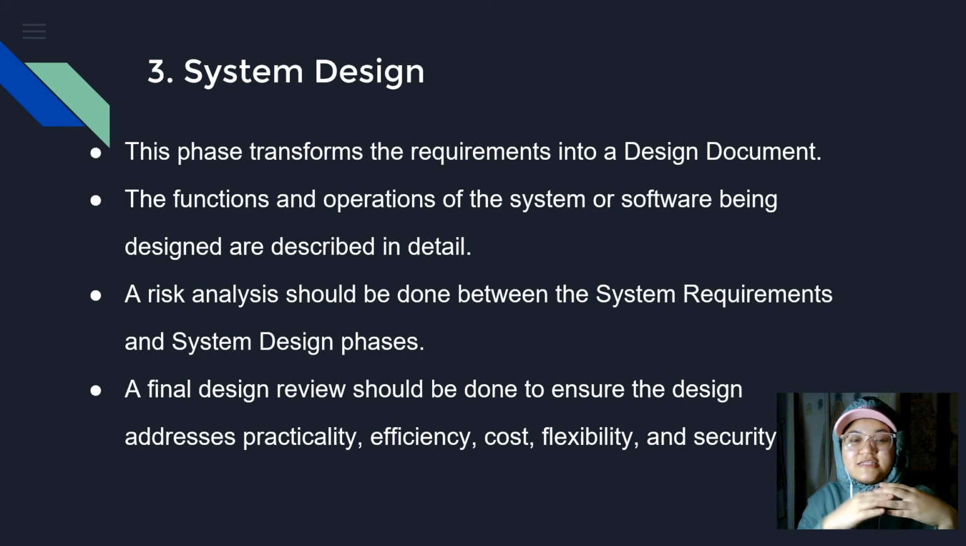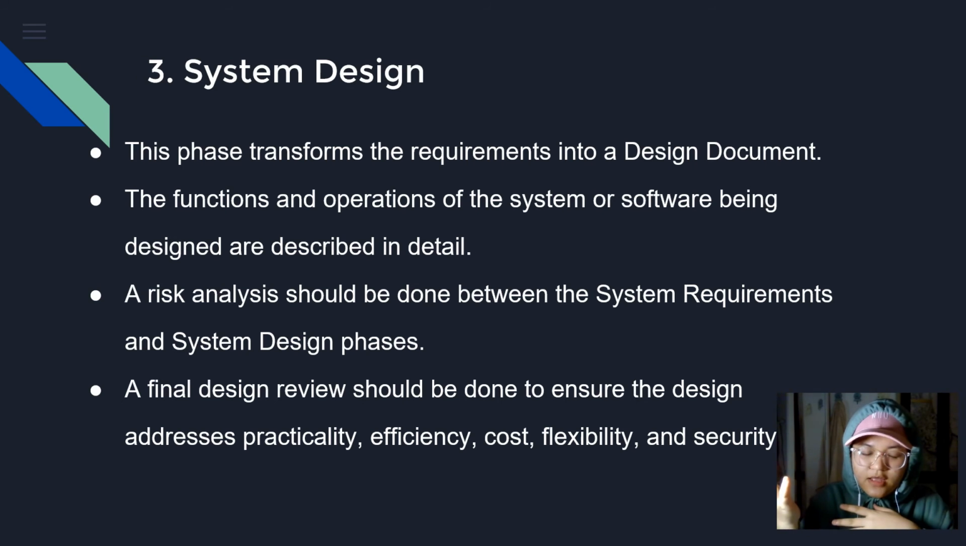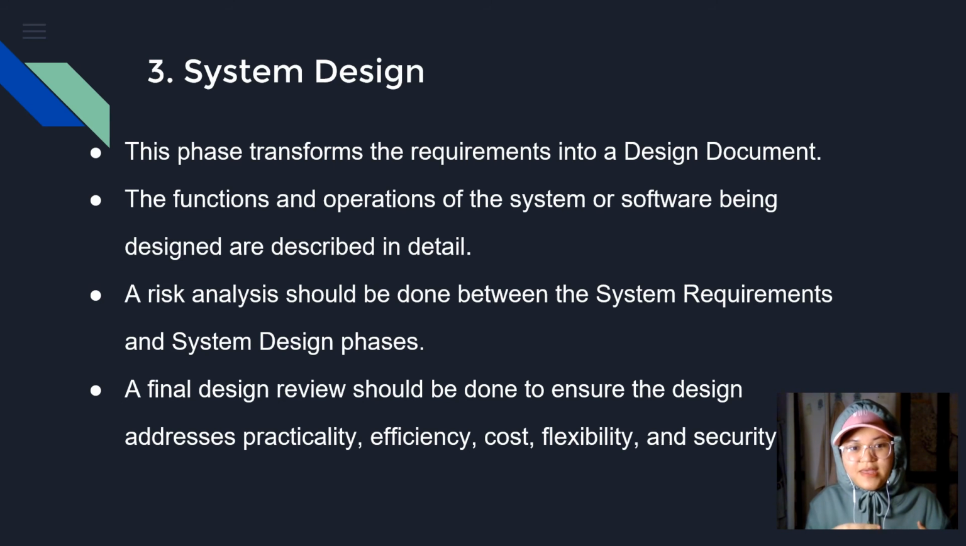The third one is system design. So what is system design? System design is to transform the requirements into a design document. The functions and operation of the system or software being designed are described in detail. A risk analysis should be done between the system requirements and system design, and a final design review should be done to ensure the design addresses practicality, efficiency, cost, flexibility, and security.